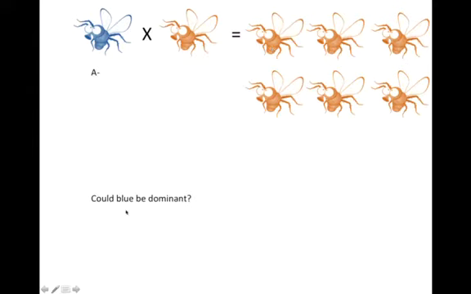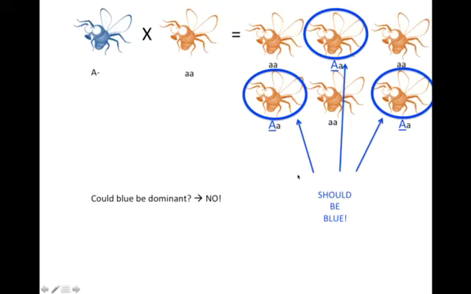Let's see, is it consistent with blue being dominant? If blue were dominant, that would tell us we have at least one dominant allele in this parent. And in that case, the other parent would be a, recessive. So we would expect some a's, for instance, if this was big A, so some of them could be orange. But we would also expect some of the descendants to carry a big A. Because these individuals carry a big A, they should be blue. So this is not consistent with blue being dominant, because these ones should be blue.